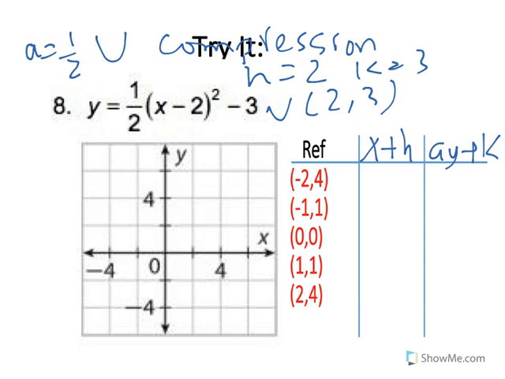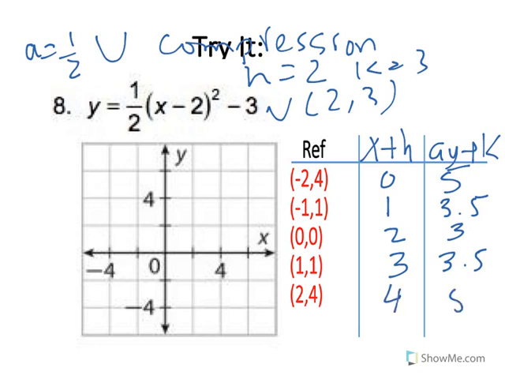So negative 2 plus 2 gives us 0. 4 times half is 2, plus 3, that gives us 5. Negative 1 plus 2 is 1. Half plus 3 gives us 3.5. So 2 and 3. 1 plus 2 gives us 3. Half plus 3, so this is also 3.5, and 2 plus 2 gives us 4, half of 4 is 2, plus 3 gives us 5.